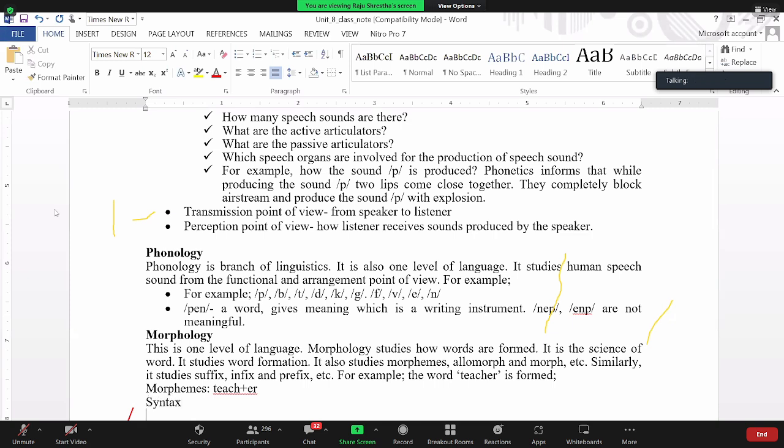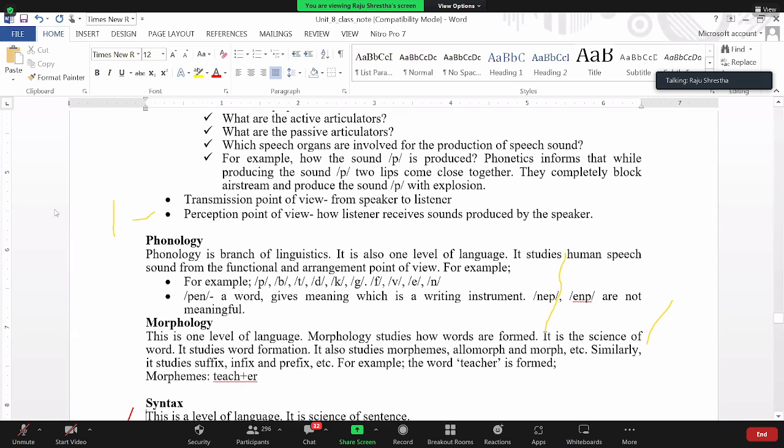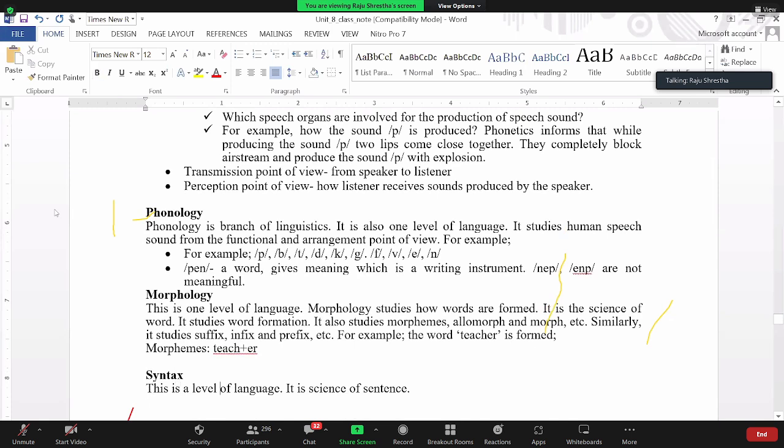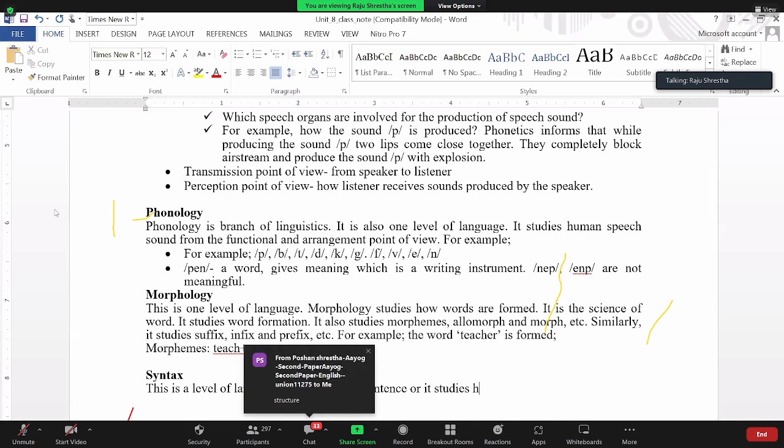Syntax. This is a level of language. If morphology is the science of word formation, syntax is the science of sentence. We look at how a sentence is formed. This is a level of language. It is a science of sentence, or it studies how a sentence is formed.